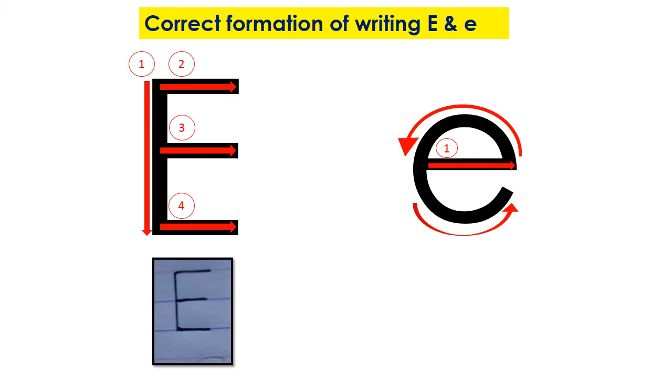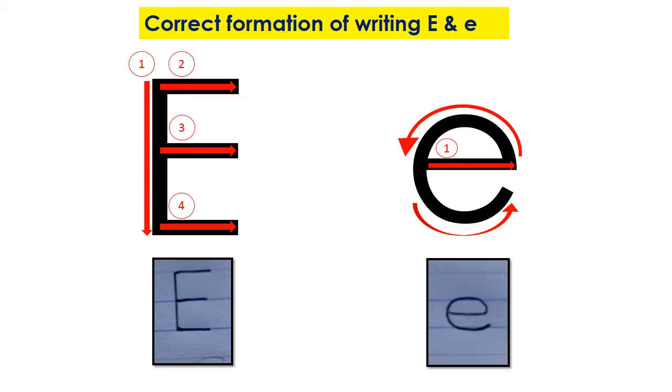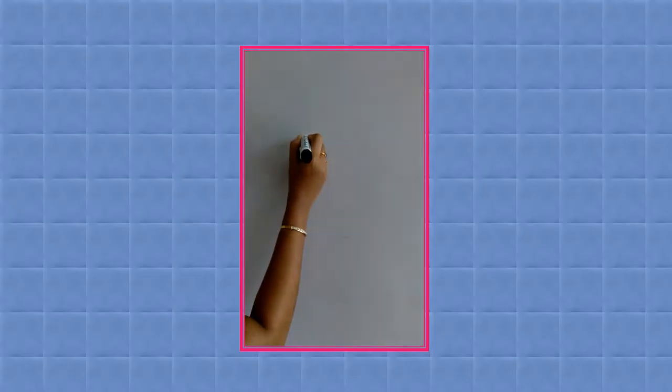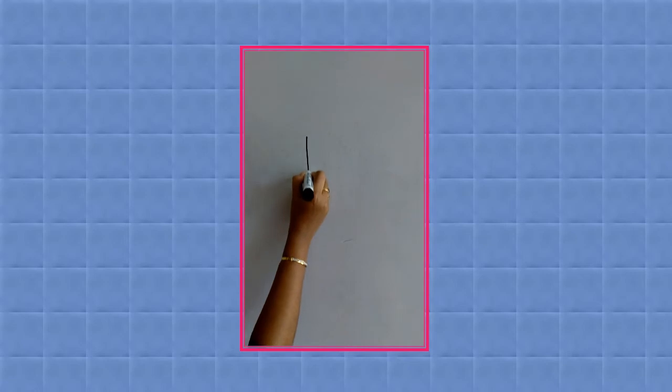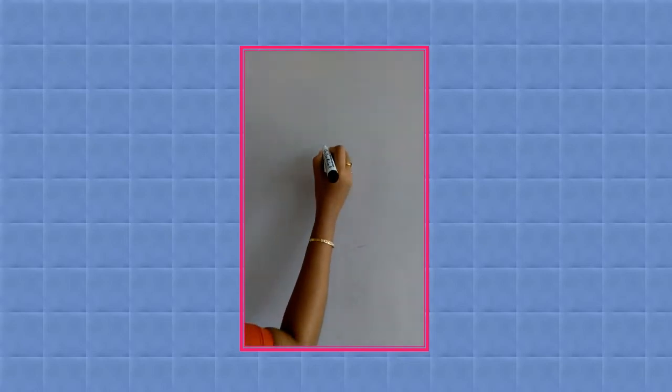Here you can see that. Next, how to write simple E in your double rule book. You can see here. Understood? Okay. Now, teacher will show you how to write capital E and simple E on the whiteboard.